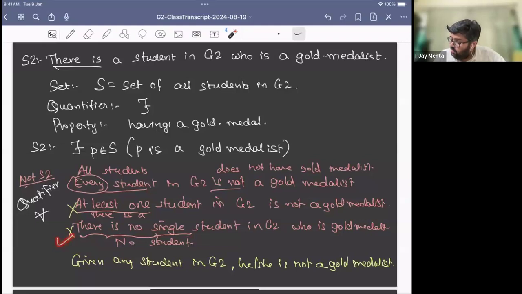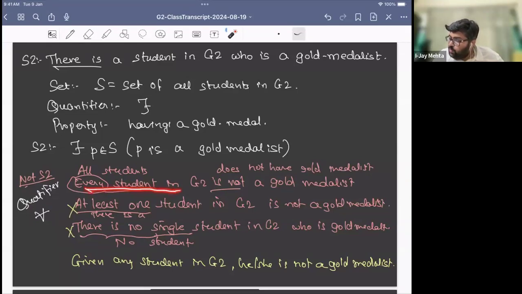So this one also says, but this says having a gold medal. Here the property was having a gold medal. We are now looking for not having a gold medal, right? So technically speaking, it is correct. If no one has a gold medal, then also the statement is true. But you see, it's not an appropriate way, right? So we identified the quantifier. That's why we are understanding what is the better way of saying the negation.